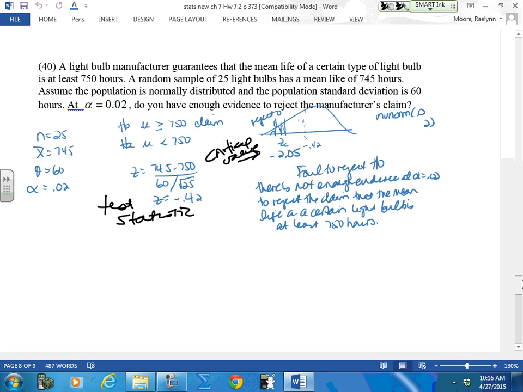Wait, so test statistic, it says Z-score. That's your test statistic. That's what you're testing against this claim. Somebody makes a claim about the population. You pull out your sample and you test it through your Z-score. Your critical value is your cutoff point. So your z-score falls at negative 0.42.